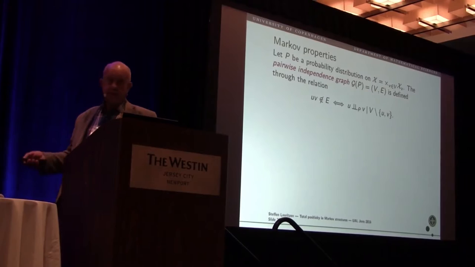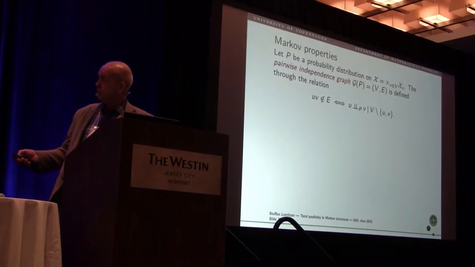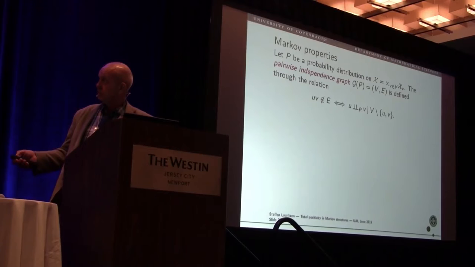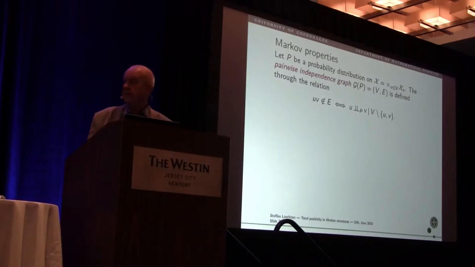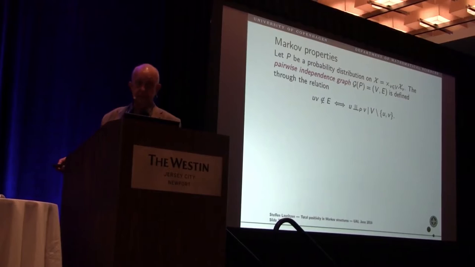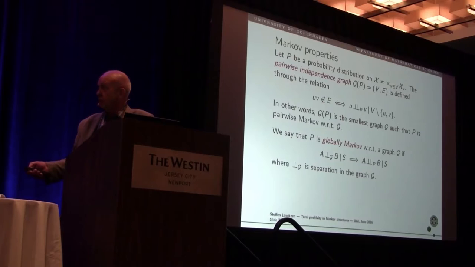So let's just recall a couple of concepts. The pairwise independence graph of a distribution simply says that every time you have two variables, they're not adjacent if the two variables are independent given the remaining variables. So this is an undirected graph, a pairwise independence graph, and of course any distribution is pairwise Markov with respect to this graph, since it is the smallest graph such that it is pairwise Markov. And we say that it is globally Markov, meaning that every time we have a separation in the graph, we have independence in the probability.